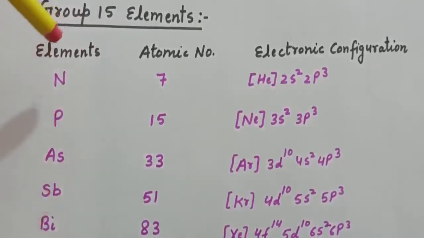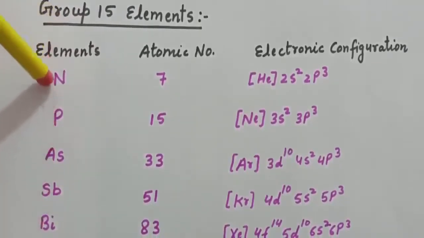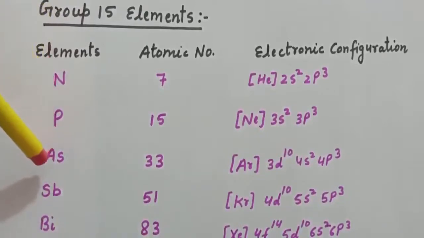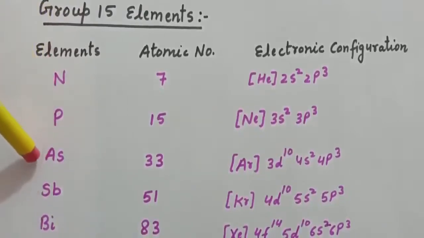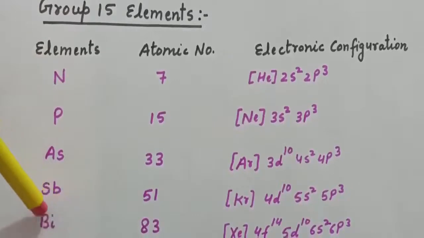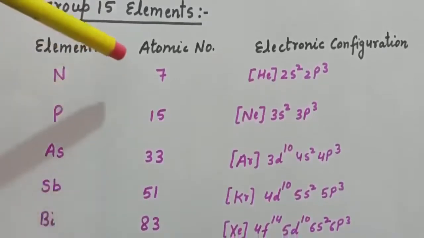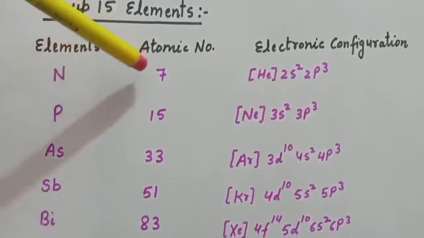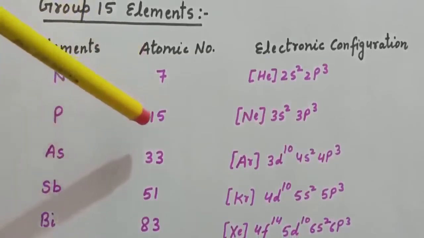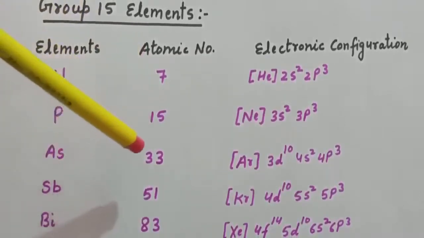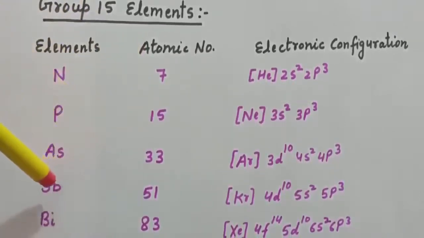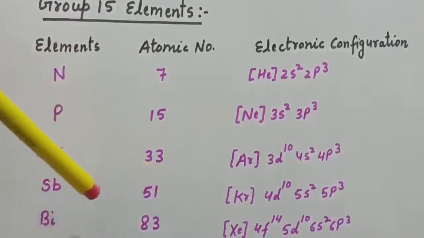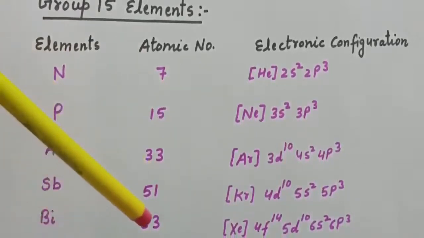Now in group 15, nitrogen and phosphorus are non-metals, arsenic and antimony are metalloids, and bismuth is a typical metal. The atomic number for nitrogen is 7, for phosphorus it is 15, for arsenic it is 33, for antimony it is 51, and the atomic number for bismuth is 83.